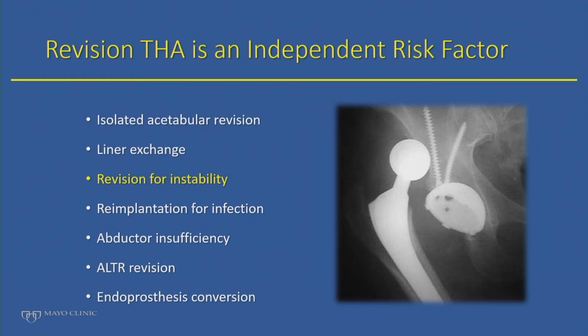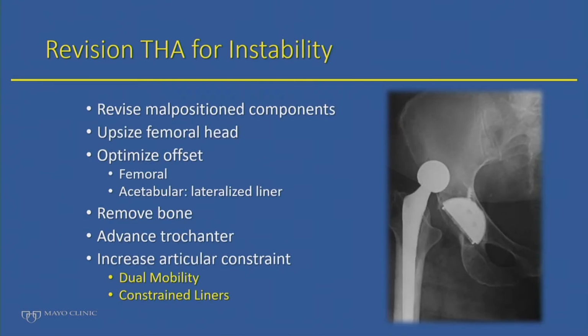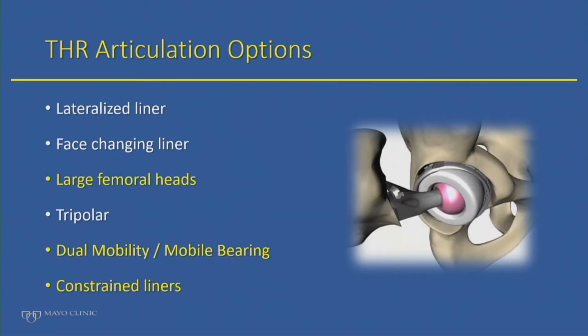Most of what's been talked about here this afternoon is primary, but we all know that revision surgery is actually an independent risk factor itself for instability, and of all these things that are high risk in revision that you see on the screen, revision for instability itself is the highest risk for recurrent instability. And when we talk about treatment for instability, basically we're talking about doing the usual things that you all know about: revising malposition components, upsizing the head, optimizing offset and length, advancing trochanters, or the considerations of articular constraint that we all just talked about and I'm going to continue to talk about.